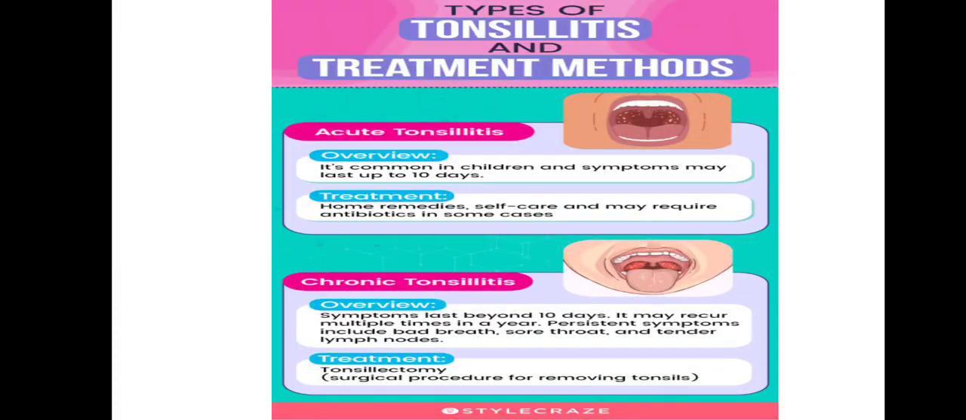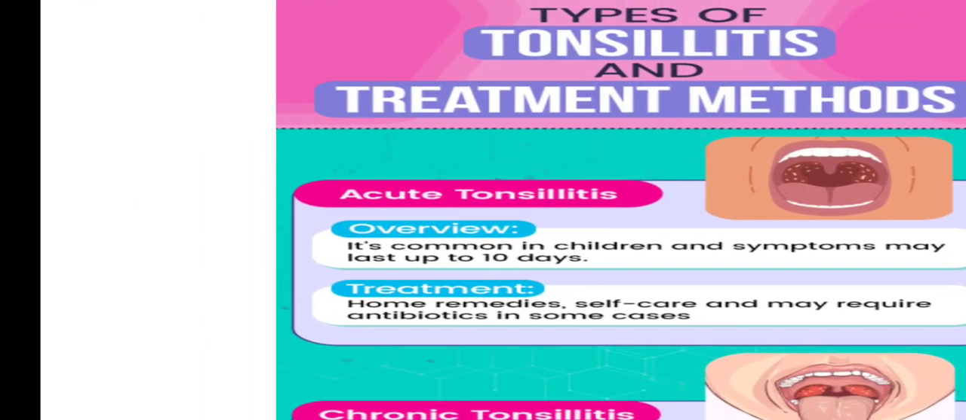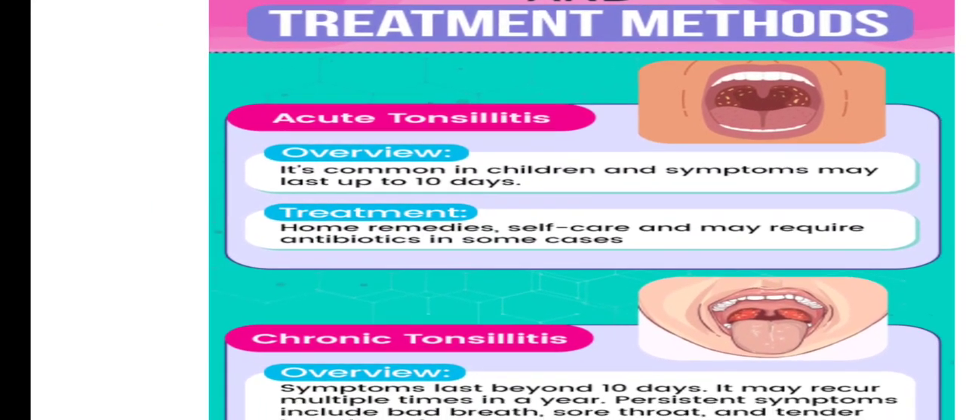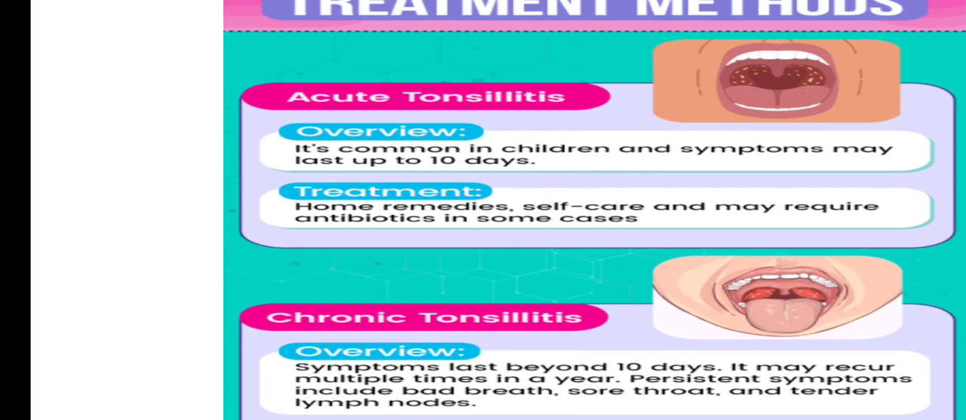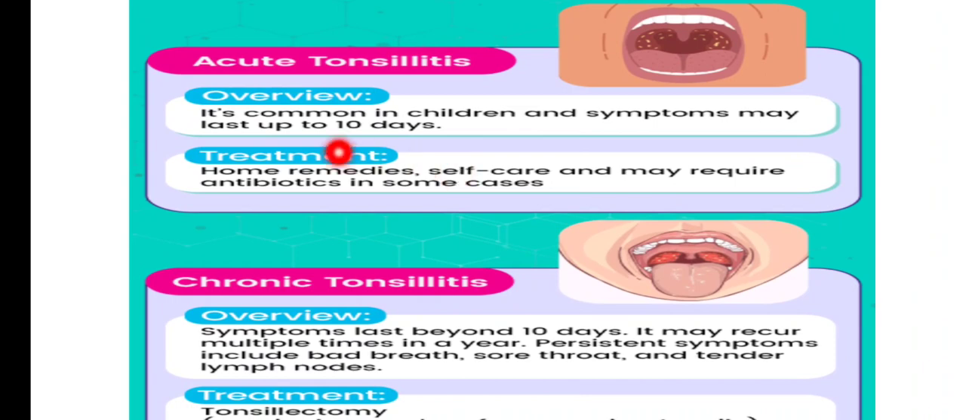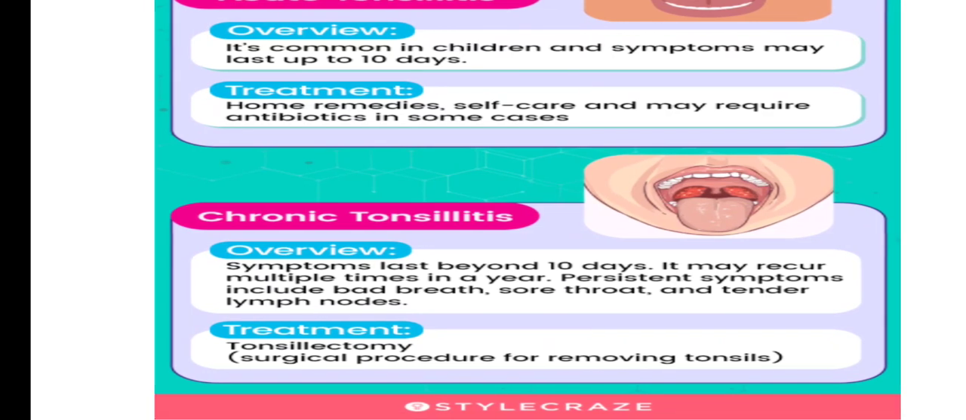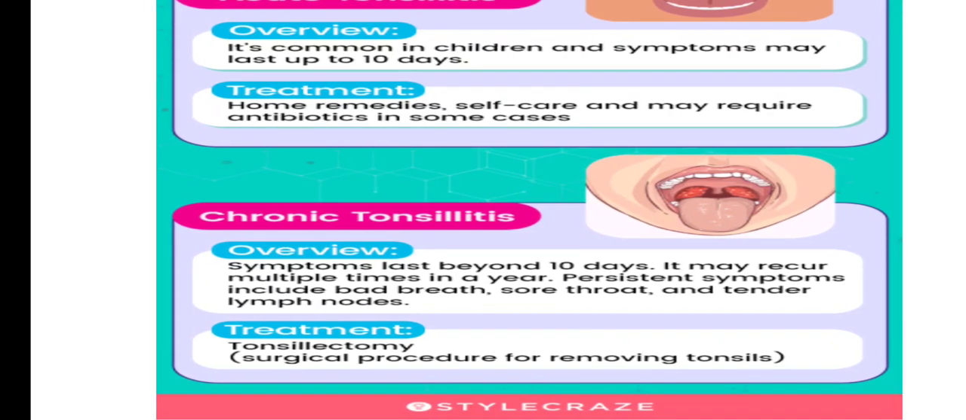Okay, so types of tonsillitis and treatment methods. If you remember, at first we discussed two types: one is acute and one is chronic. Acute can last up to 10 days and can be finished very easily, while chronic tonsillitis is the type that cannot be treated easily. Chronic means there must be a long term exposure of the tonsils.